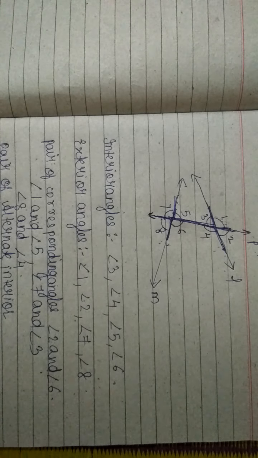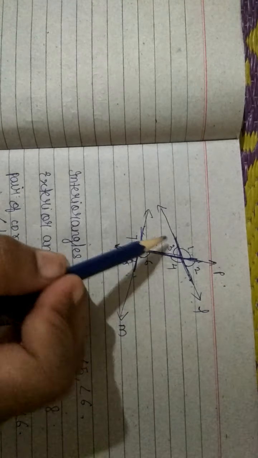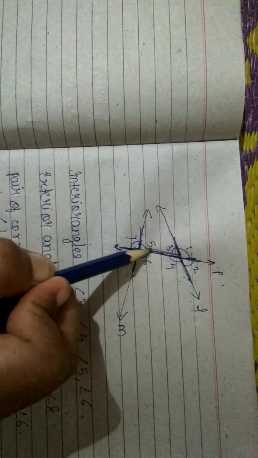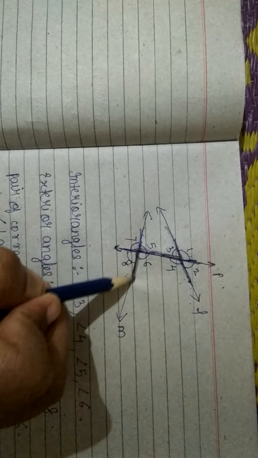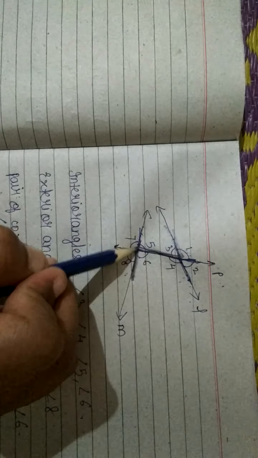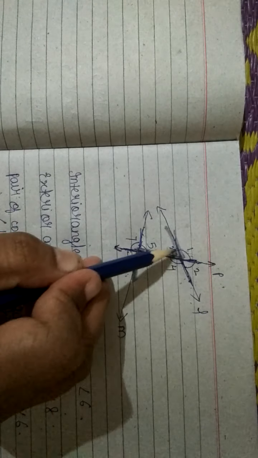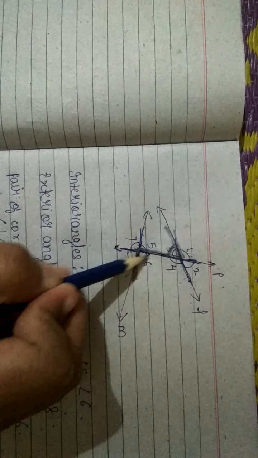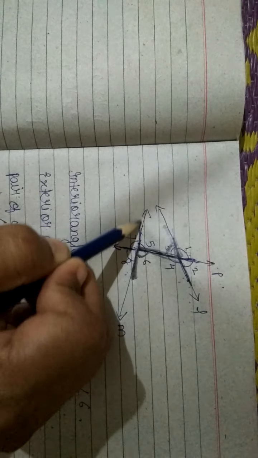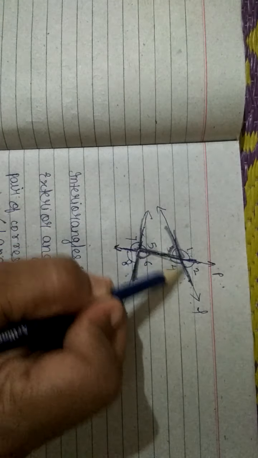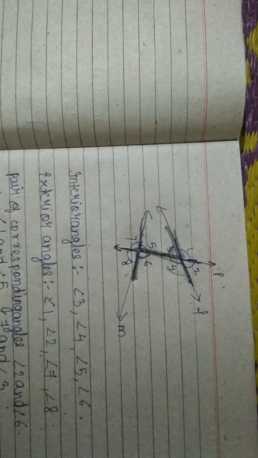Okay children. Now the pair of alternate interior angles. Alternate interior angles means the angles that are forming inside. Now if you look at this figure, this is forming a Z, children, isn't it? So these are alternate angles, angle 3 and angle 6. And to this side also it is forming a Z. So here angle 4 and angle 5 are alternate interior angles.